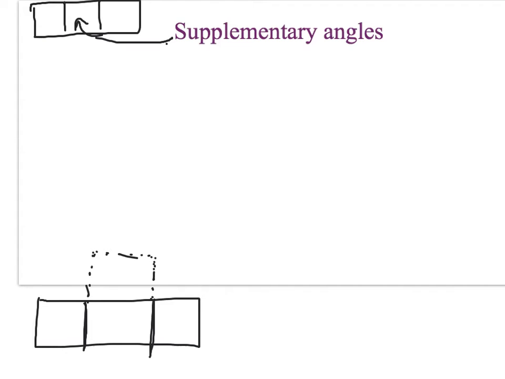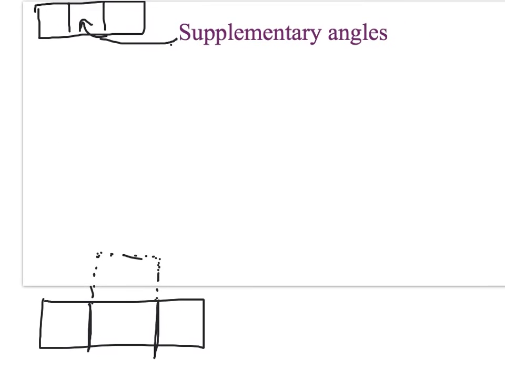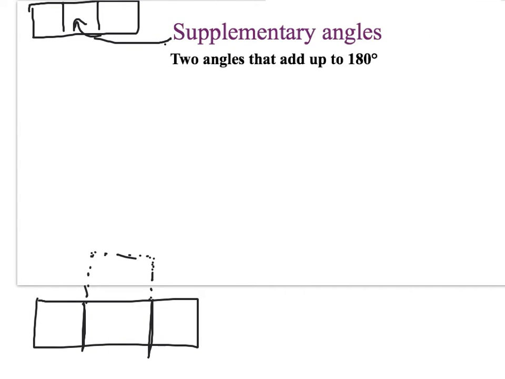In the top part, just like before, we're going to go ahead and write the definition. Supplementary angles are two angles that now add up to 180 degrees. So you're going to go ahead just like before and write that definition at the top of that supplementary tab. Press pause and write your definition.